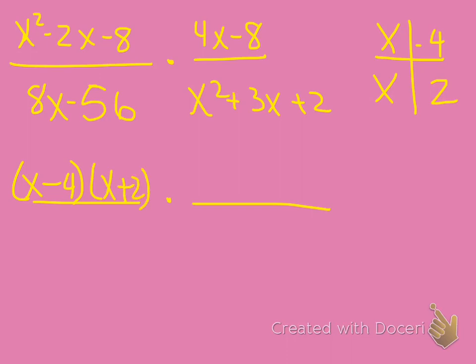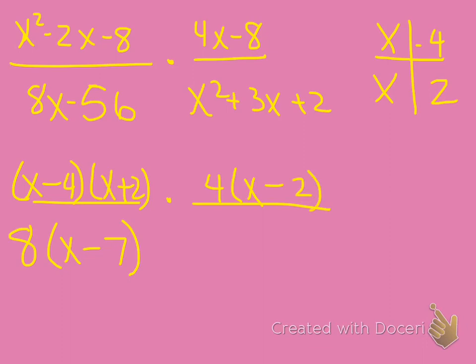Over here, it's not a trinomial, but I can take something out of the 8 and the 56. I take out 8, and I'll have an x left and a minus 7. So this turned into that. We're going to do the same thing here. This is not a trinomial that we'd use a box for, but we can take something out of both. So it'd be 4, and then x minus 2.